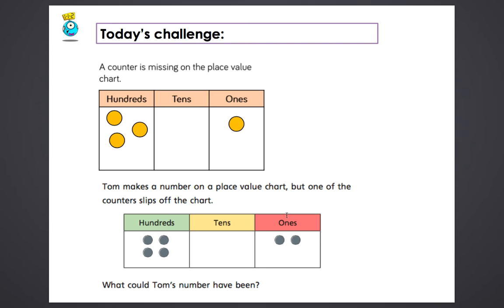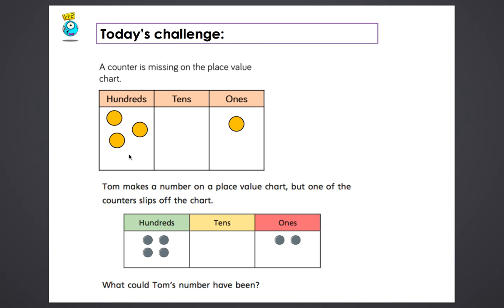And then finally, 2 challenges. So we've got the counter is missing on the place value chart. What could the number be? So if I added on a 1 to this number in the ones, what would it be? If I added on a 10, what would the number be? If I added on a counter to the hundreds, what would the number be?